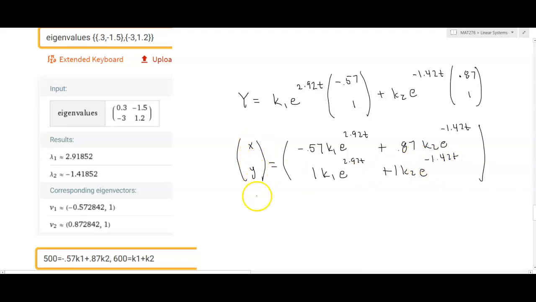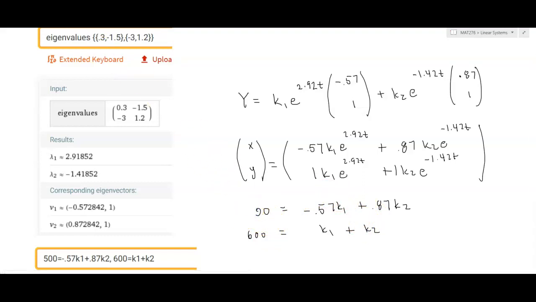And now I'm going to plug in my initial conditions again. So x was 500 at time 0. So e to the 0 will be 1, and I'll just have negative 0.57 k1. E to the 0 will be 1, so I'll just have plus 0.87 k2. And same thing down here, but 600 equals 1 k1 e to the 0 plus 1 k2 e to the 0. And now I need to solve this system right here.